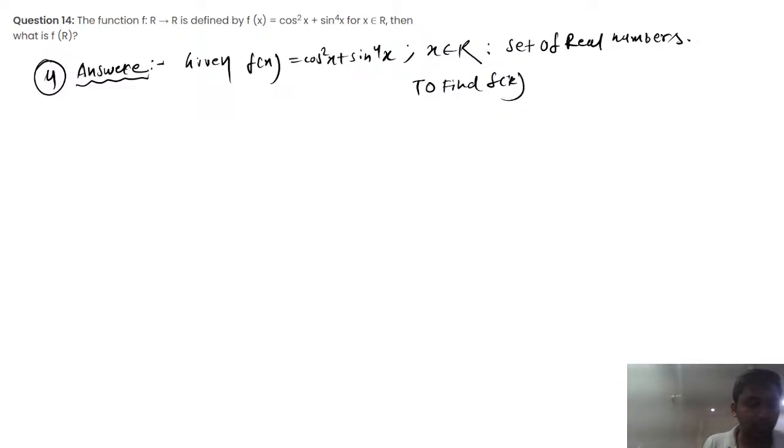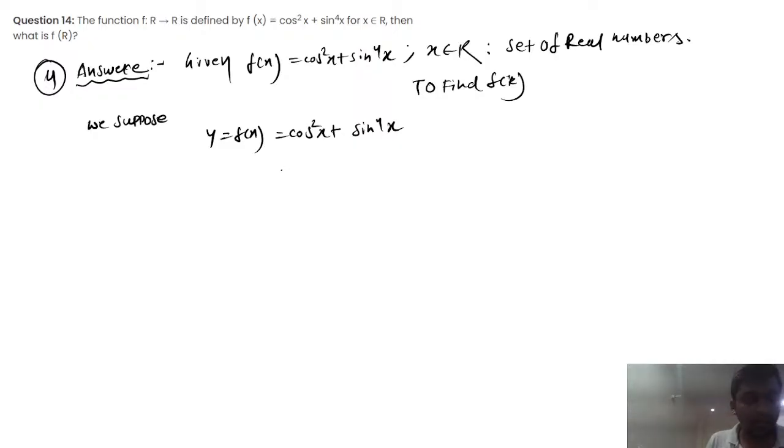Okay, now I'm solving the question. Just see here, focus here. Okay, so in this question we suppose y equal to f of x is equal to cos square x sin 4x.